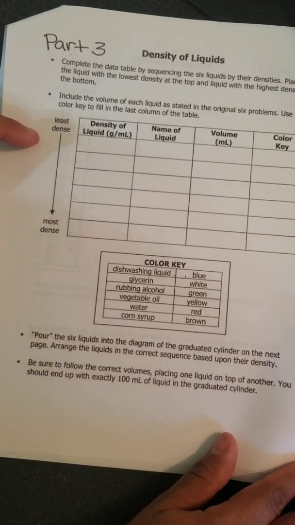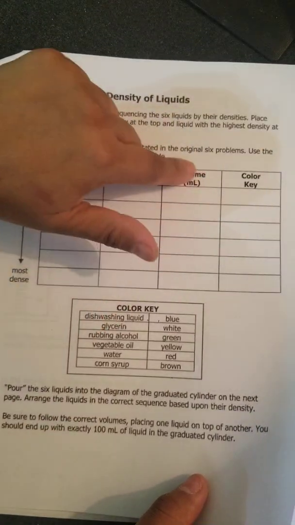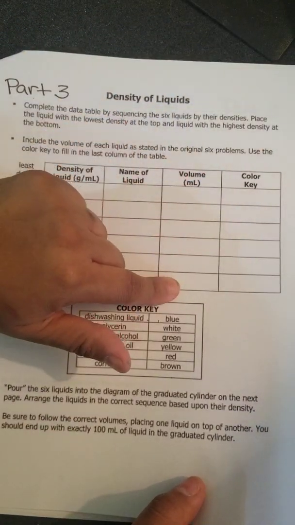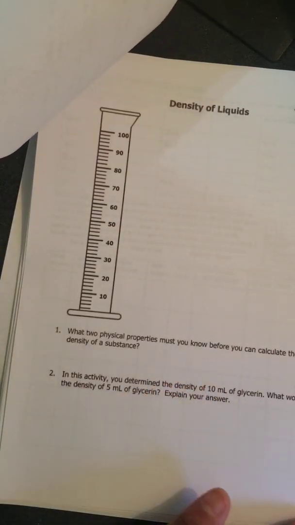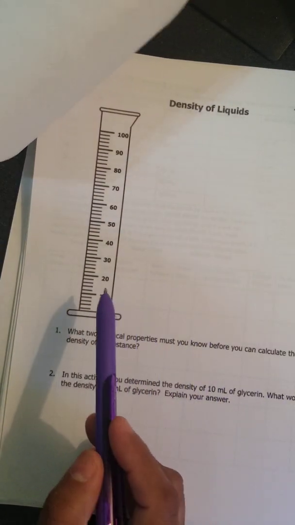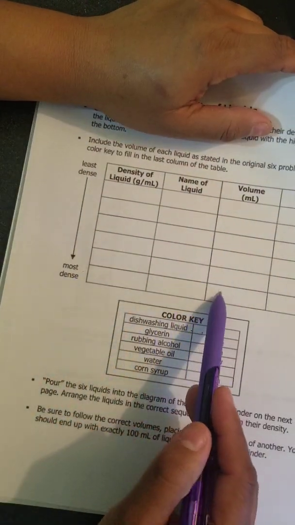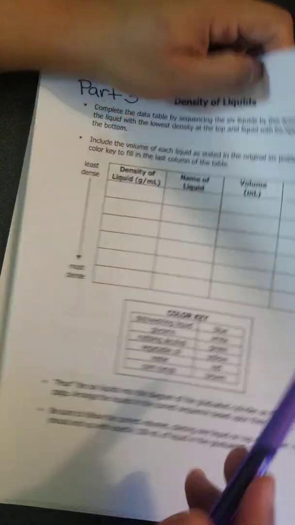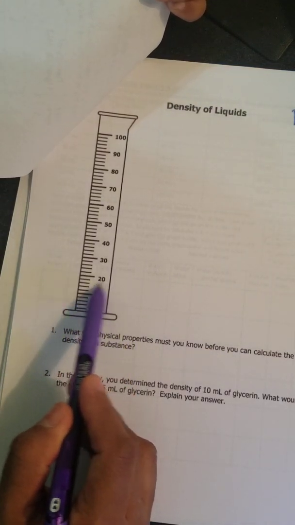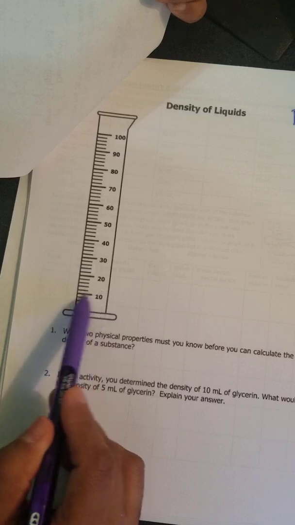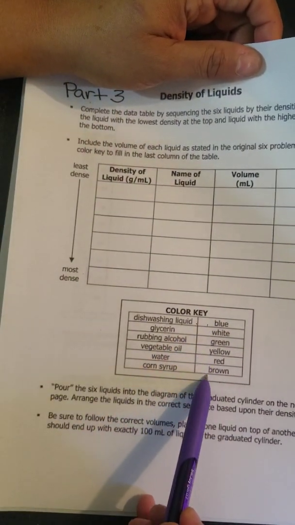So for an example, you should end up with 100 mLs. When you add all those up from this column, it should be 100 mLs. Here's the next page. Let's pretend that the first one, or the most dense, is a volume of 20 milliliters. That means you're going to color up to the 20 milliliter line over here, whatever color it is: blue, white, green, yellow, red, or brown.